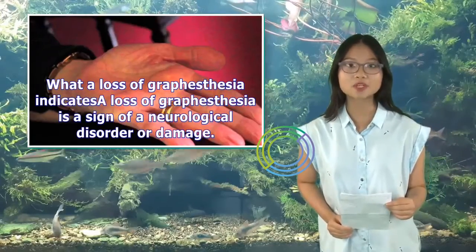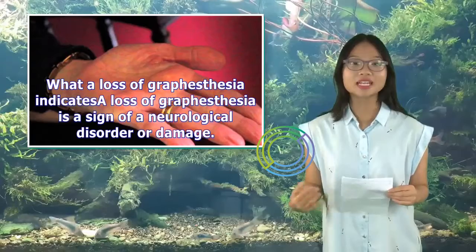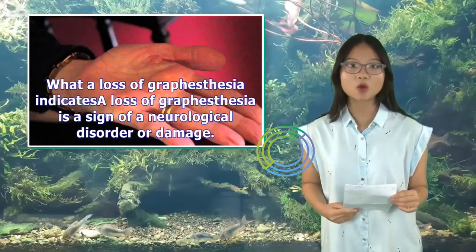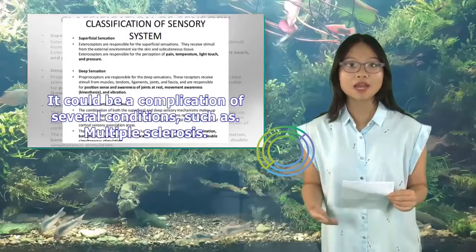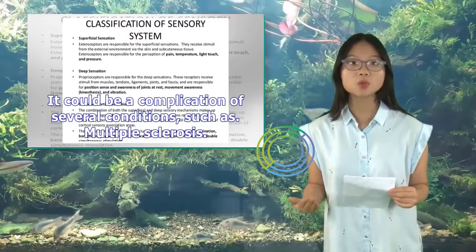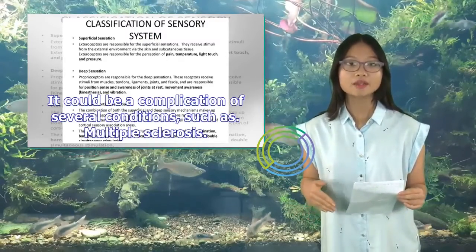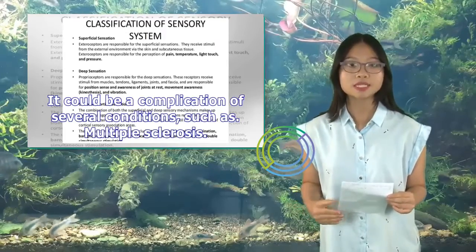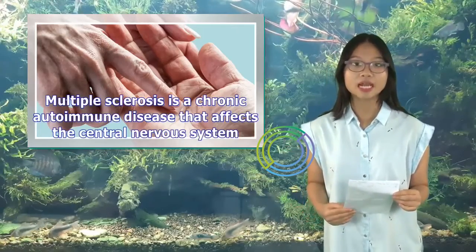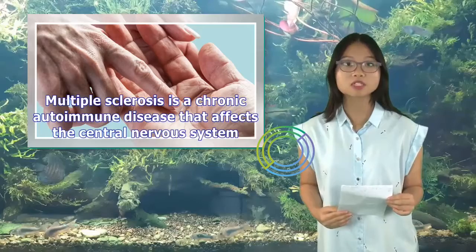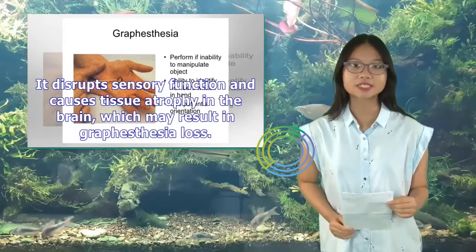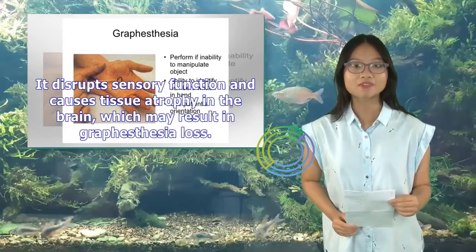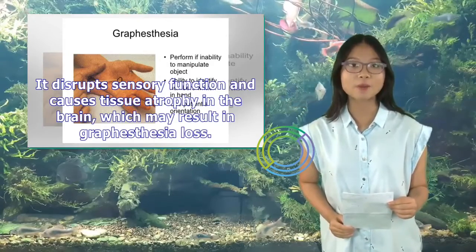What a loss of graphesthesia indicates. A loss of graphesthesia is a sign of a neurological disorder or damage. It could be a complication of several conditions, such as multiple sclerosis. Multiple sclerosis is a chronic autoimmune disease that affects the central nervous system. It disrupts sensory function and causes tissue atrophy in the brain, which may result in graphesthesia loss.